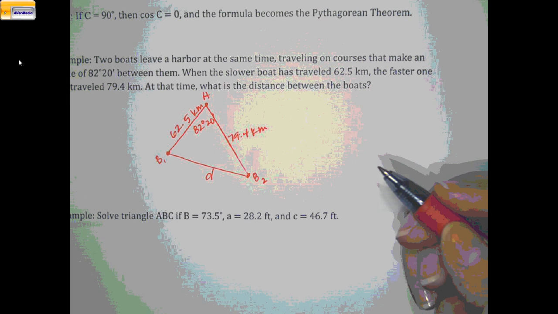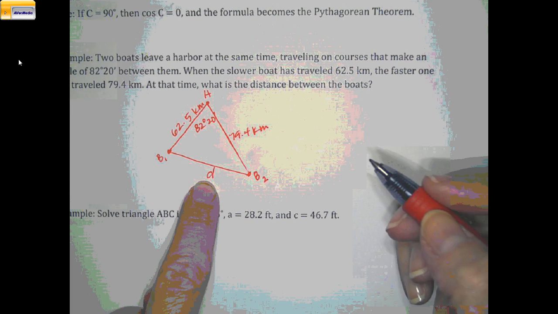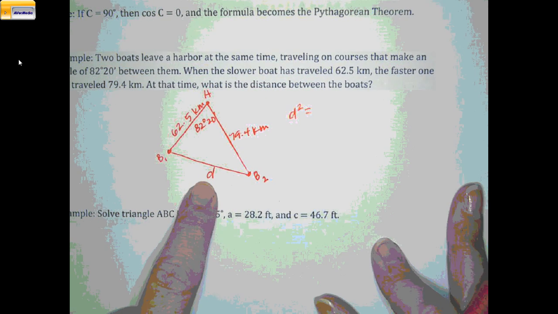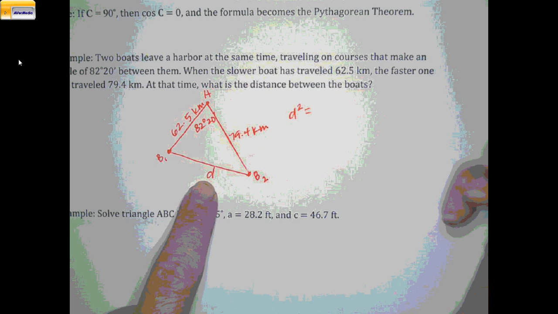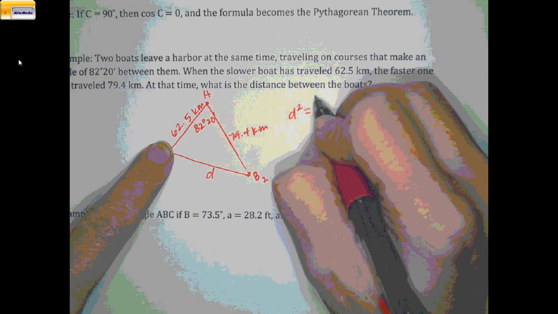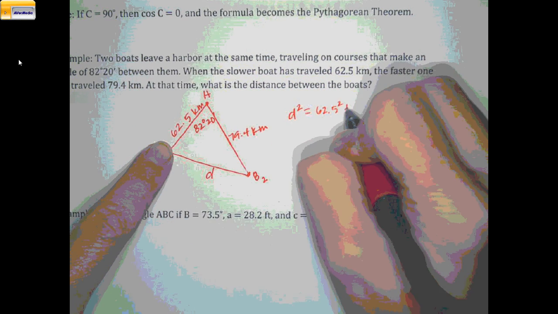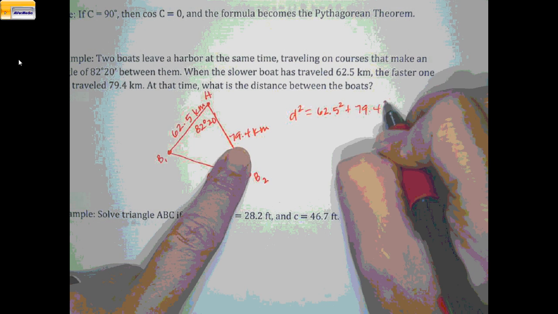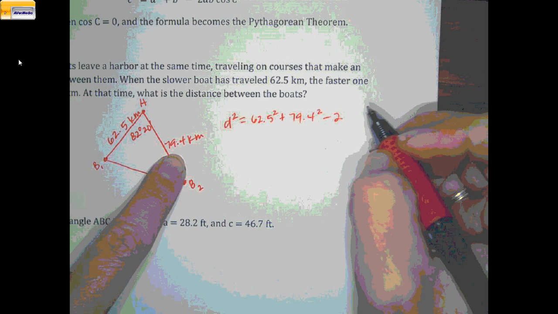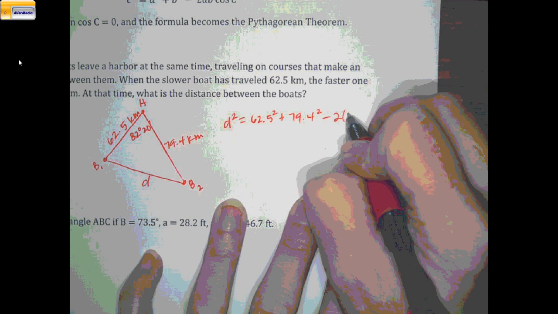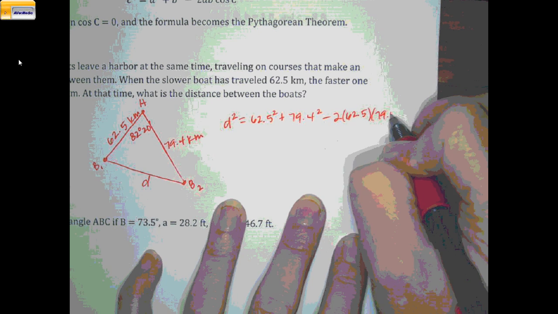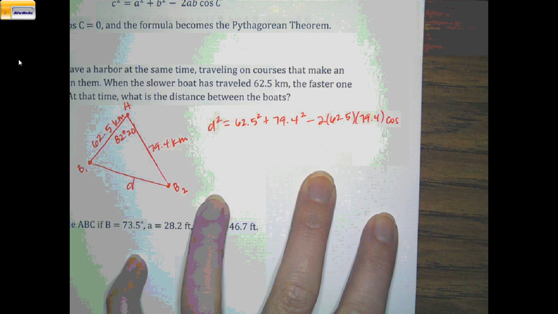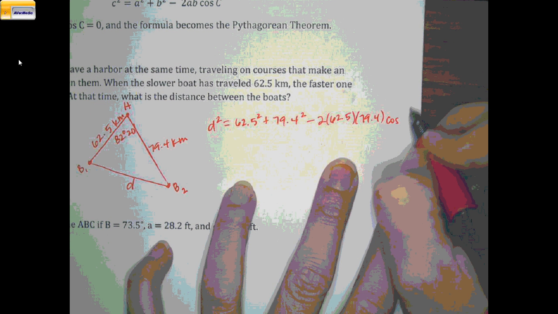Now here's what I suggest. When you look at those formulas, this guy is what we don't know, so we're going to put him on the left side of that equation. D squared equals the first side squared, so 62.5 squared, plus second side squared, so 79.4 squared, minus 2 times each of the sides, so 62.5 and 79.4, times cosine of the angle that's between the two sides, so 82 degrees, 20 minutes.